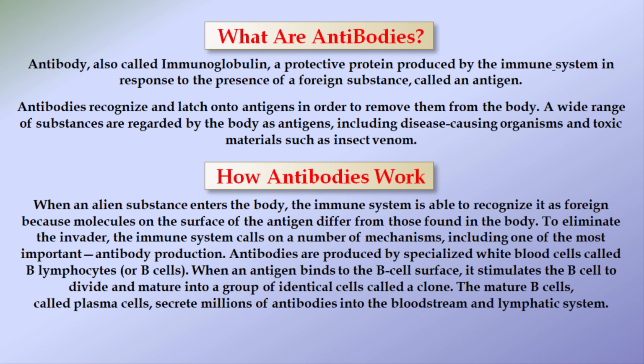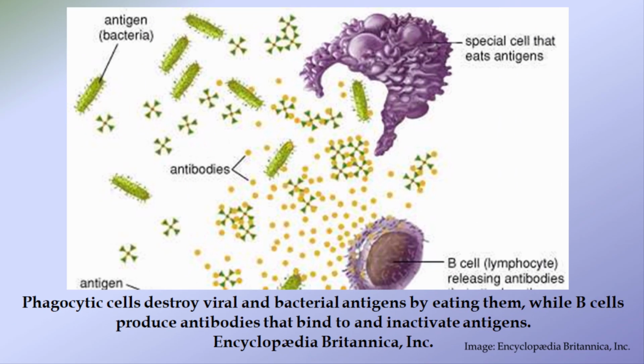When an antigen binds to the B cell surface, it stimulates the B cell to divide and mature into a group of identical cells called a clone. The mature B cells, called plasma cells, secrete millions of antibodies into the bloodstream and lymphatic system. Phagocytic cells destroy viral and bacterial antigens by eating them, while B cells produce antibodies that bind to and inactivate antigens.